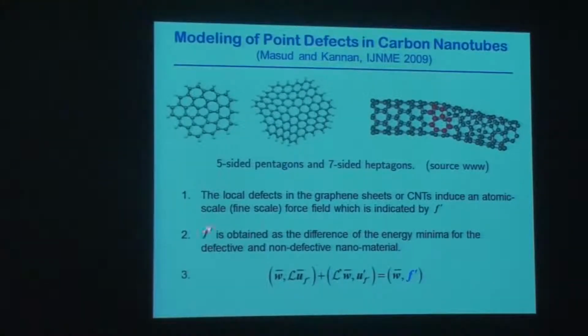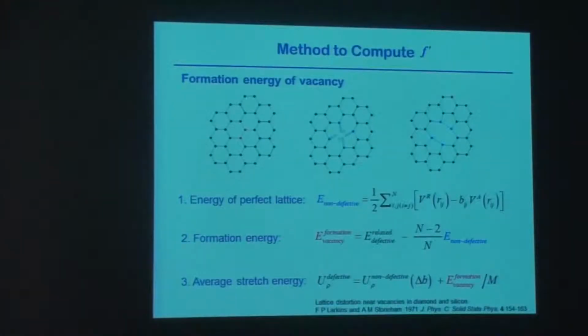F prime is the fine scale forcing function, and our variational framework provides us this equation. Provided we can find F prime, this would provide us the solution around the defect and a variationally consistent solution. Okay, so F prime is going to be obtained as a difference of the energy minima for the defective and non-defective nanomaterial. And this comes about by looking at this example here.